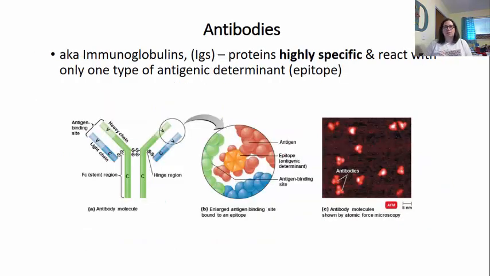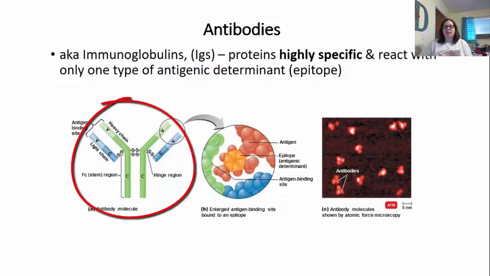We then want to look at the antibodies. Antibodies are also known as immunoglobulins, or Igs. These are proteins that are going to be highly specific, and they are going to react with only one type of antigenic determinant, or epitope. So when we see here, they are going to be very specific, and this is why it's part of the specific or acquired immunity. This is also why it takes a little longer for us to build a defense against something, because we are going to figure out what it is and then fight it very specifically, very strategically. And so when we look at these antibodies, they have a distinctive Y shape that's here.